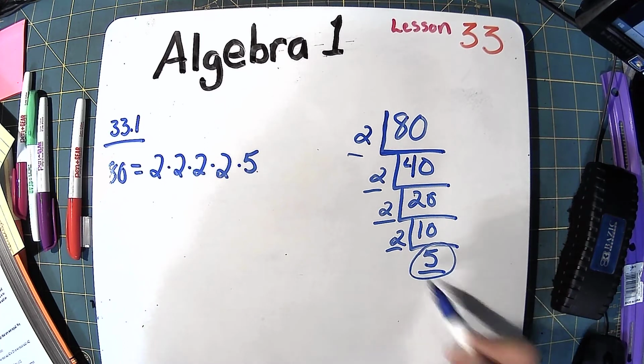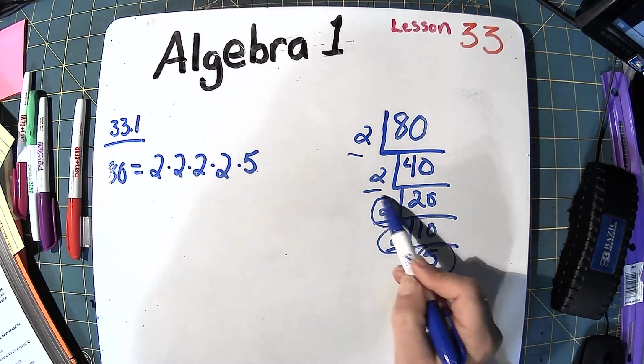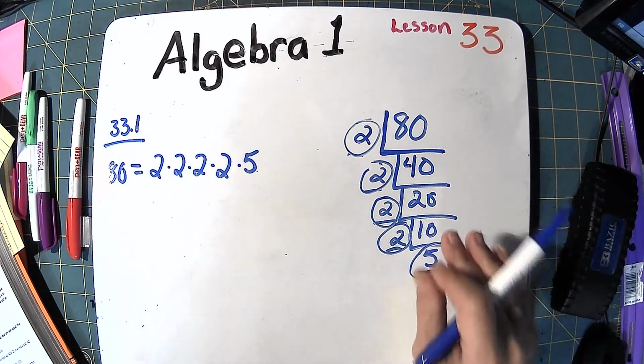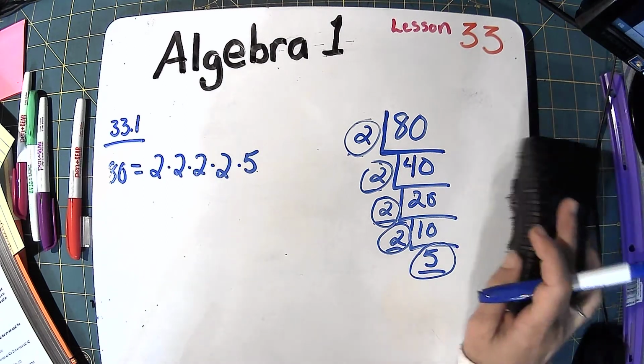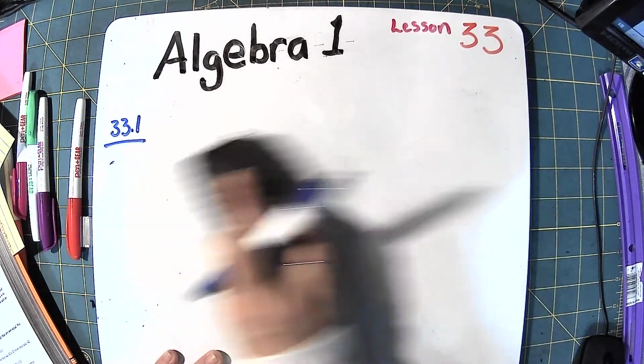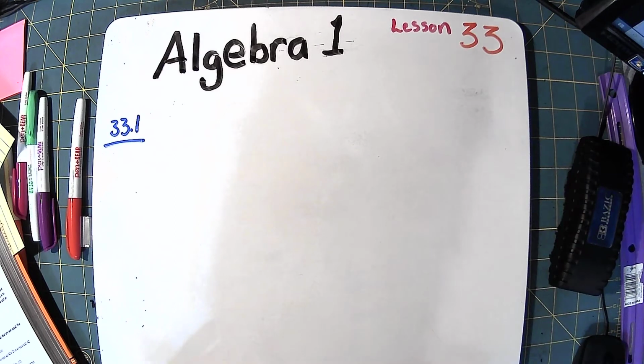Just don't forget to get that bottom one. So all the ones on the side and the bottom are going to be your factors. Okay? If it won't divide by 2, then you try 3. If it won't divide by 3, then you try 5. So you just keep going up your primes. Those are good for bigger numbers. All right.